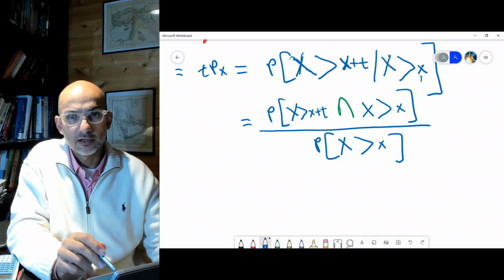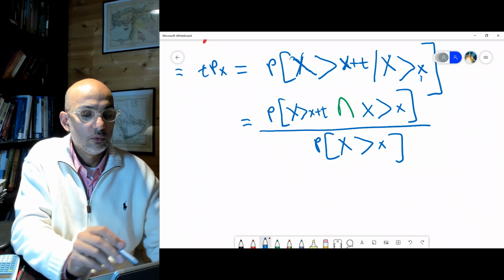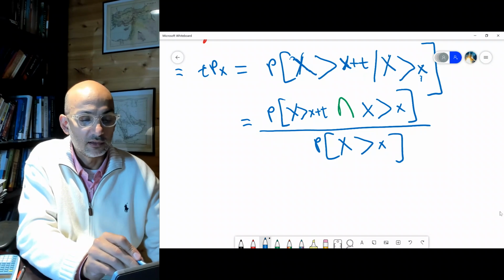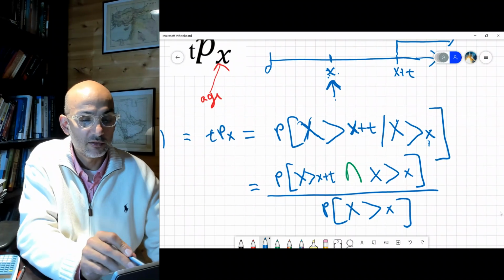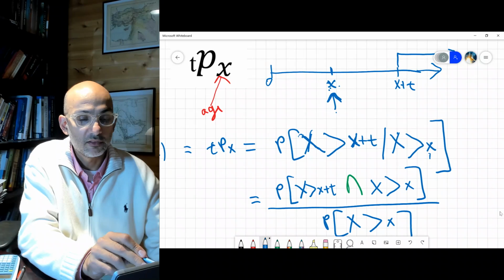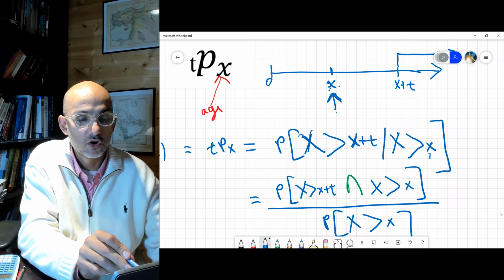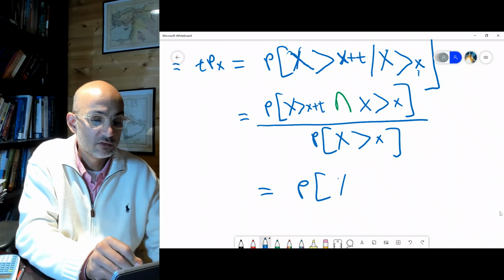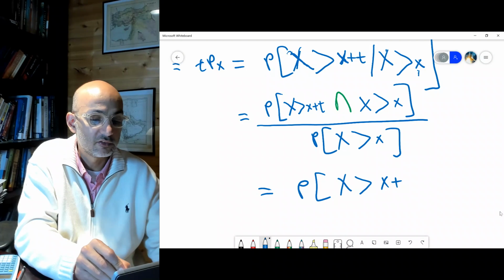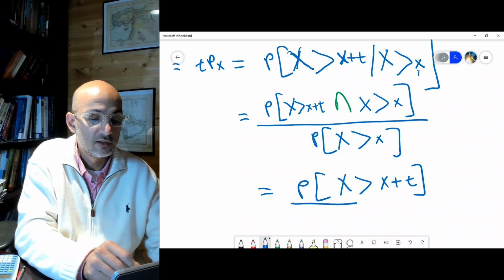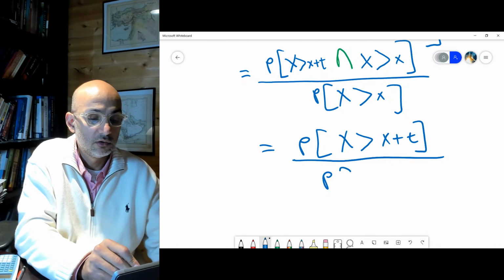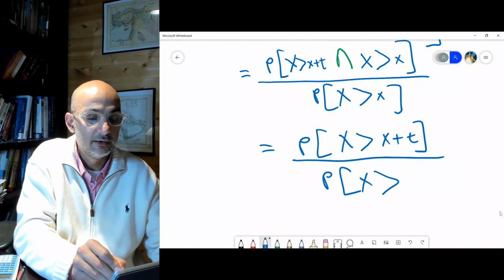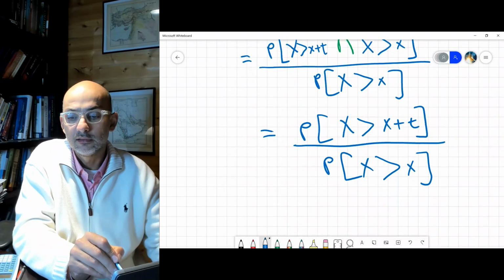So what we can recognize is that this is redundant here, X greater than x plus t and X greater than x. The common part between them means we can reduce it to the probability of X greater than x plus t. We divide by the probability of X greater than x. And this is very neat.